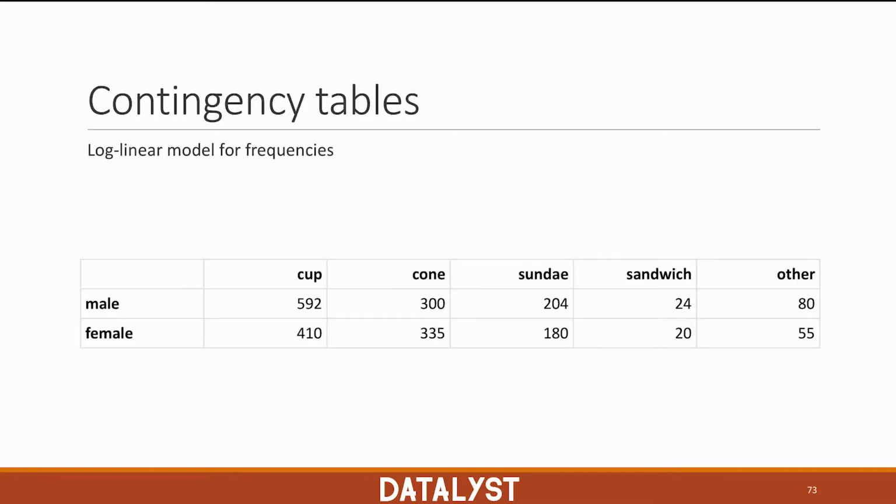I mentioned contingency tables, and I also mentioned that a Poisson regression model for contingency tables is called a log linear model. A contingency table is a table like this. You have two or more categorical variables, and the cells of the table are frequencies. So this could be a data set that describes the preferences of the different genders as to what they buy from a cafe shop. And you can see that males bought 592 cups of coffee, and females bought 410 cups of coffee. We use a log linear model in this case to understand whether there's any relationship between gender and the type of product they buy.